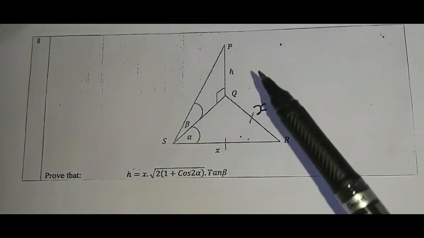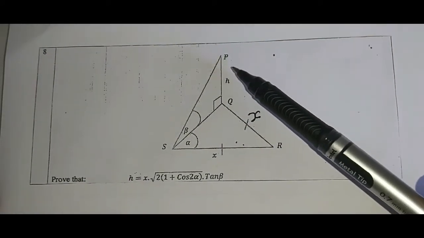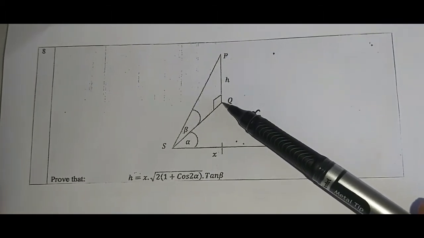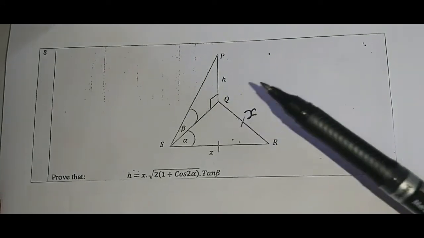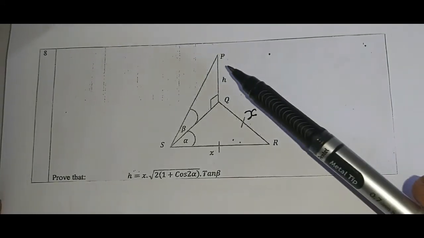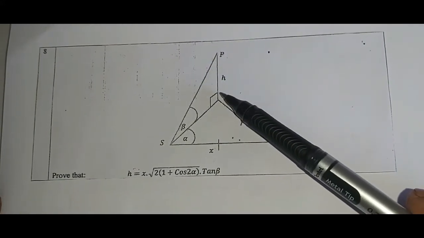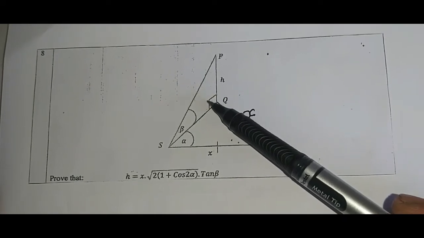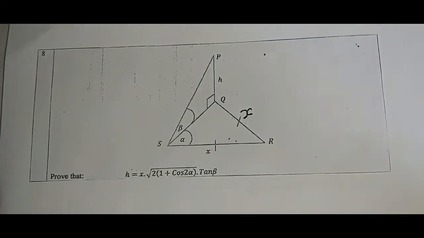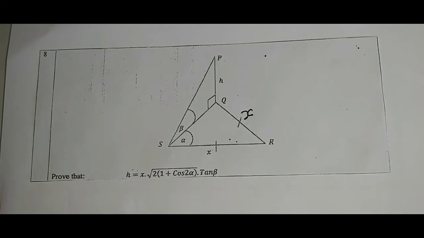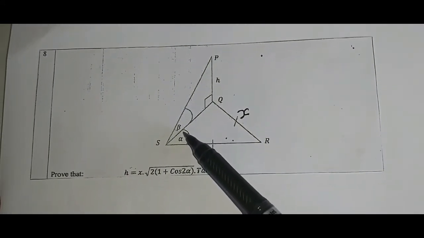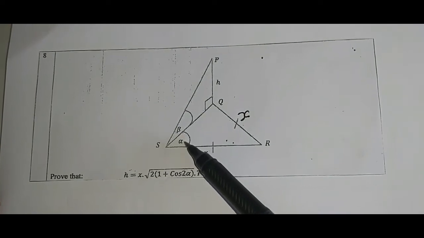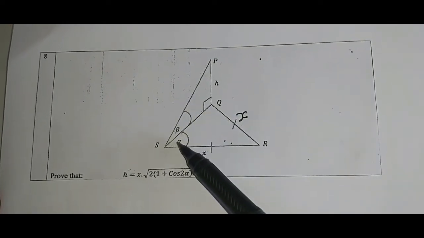Then here we have P, which is vertically above Q, which means it's on the vertical plane. P, S, and Q is on a vertical plane, such that PQ makes an angle of 90 degrees with QS. This angle here is beta, and the angle alpha is on the horizontal plane.